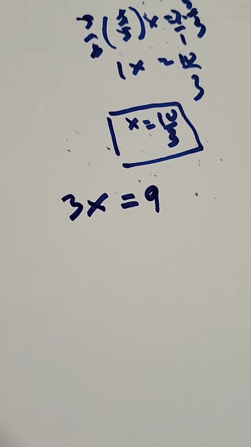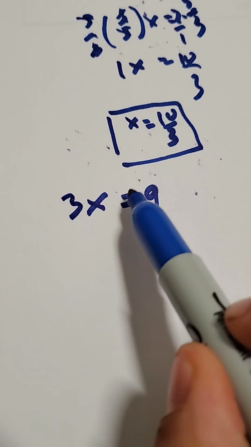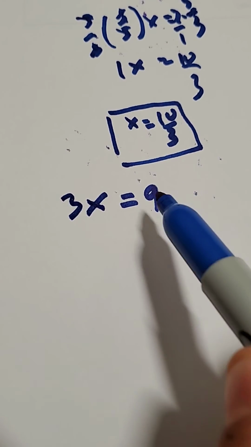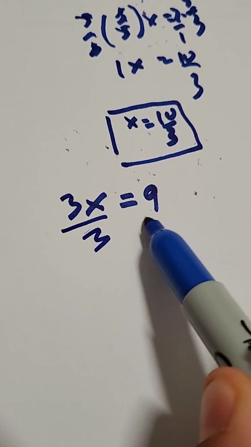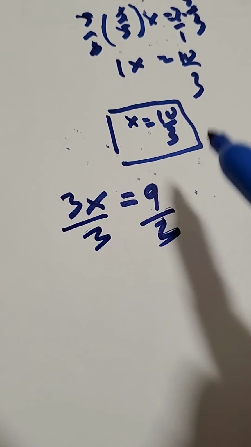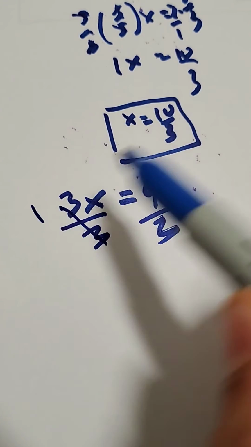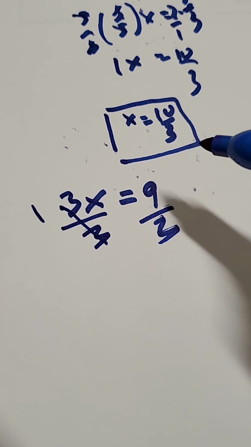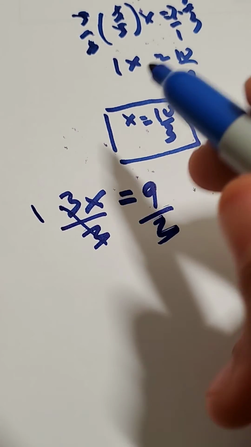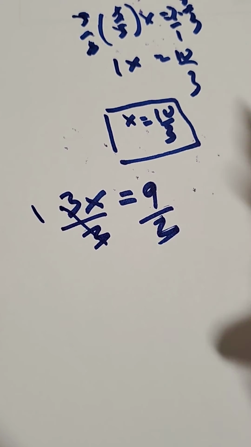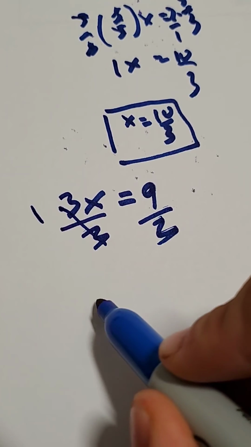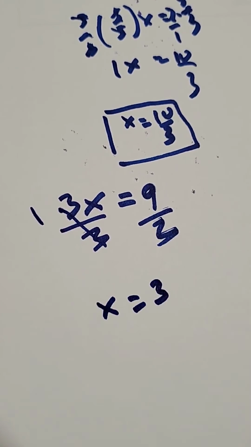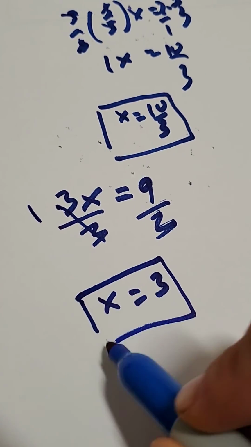Similar to what we did with the multiplication, where we undid the division by multiplying, we could undo the multiplication with division by dividing 3 from both sides. Okay, so the 3's become 1 because a number divided by itself is 1, and it leaves us with 1x is equal to 9/3. Well, that simplifies out to x is equal to 3.